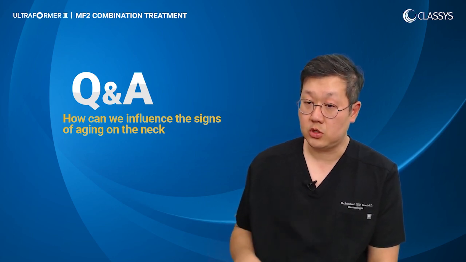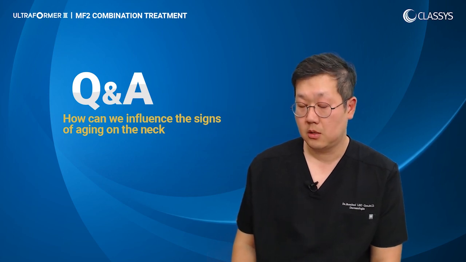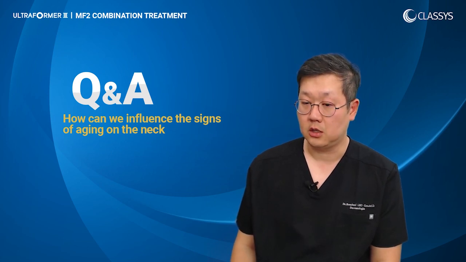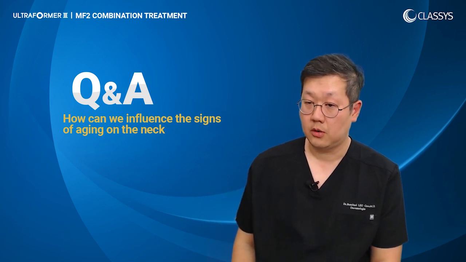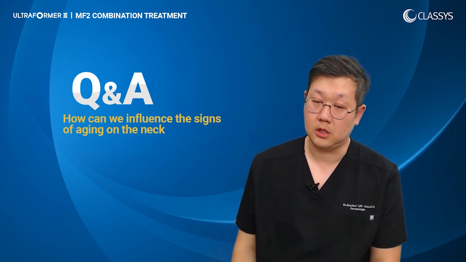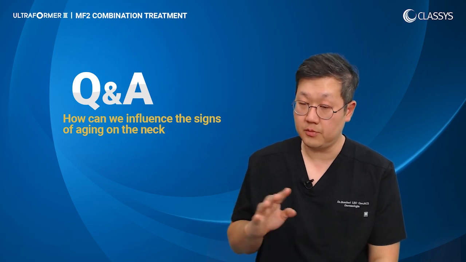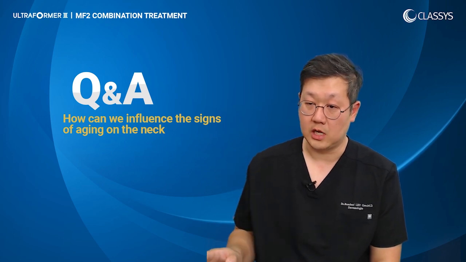So usually we use a lot of things. Sometimes we use PDO threads, sometimes other injectables like PDLA or other collagen boosters. But hyaluronic acid is very intuitive, very good to use, and very controllable from our hands. So I prefer it for the neck and the dorsum of the hands, and it lasts longer than the ultra-focused sound treatment only. And also, the combination treatment exceeds the maintenance of hyaluronic acid injection only. So it's very obvious.